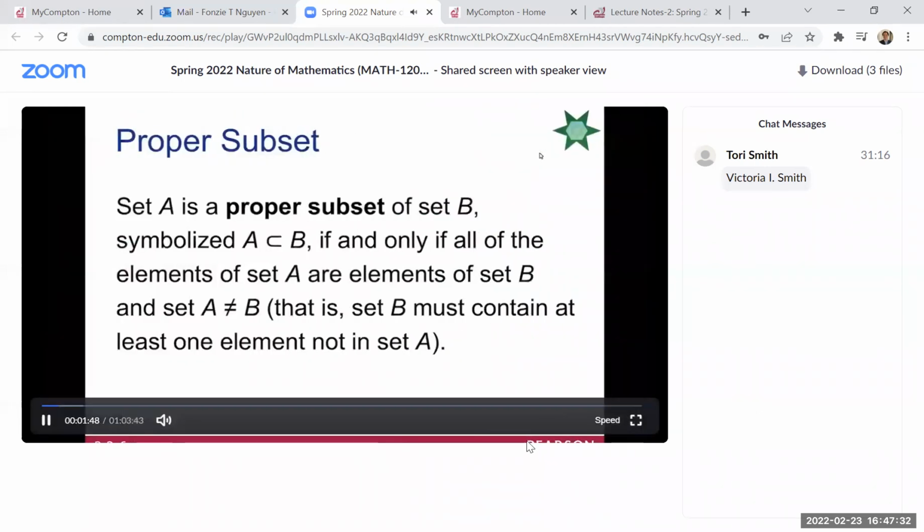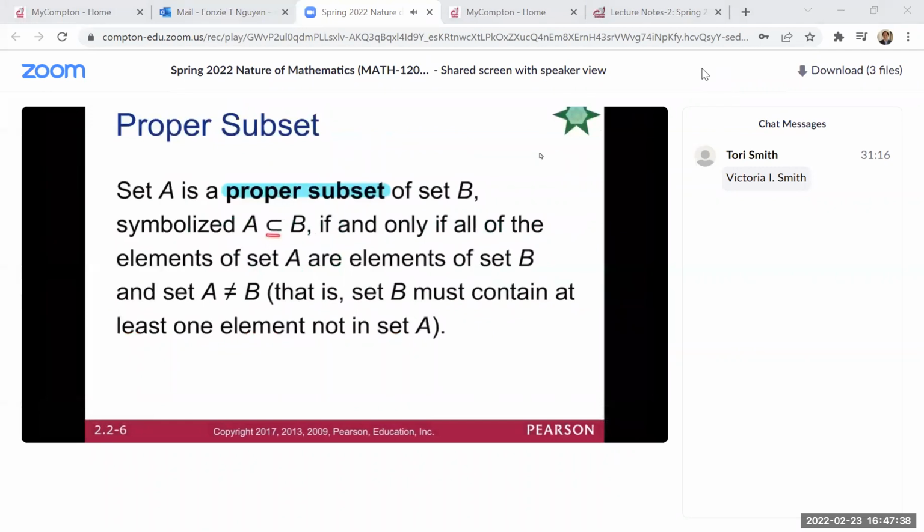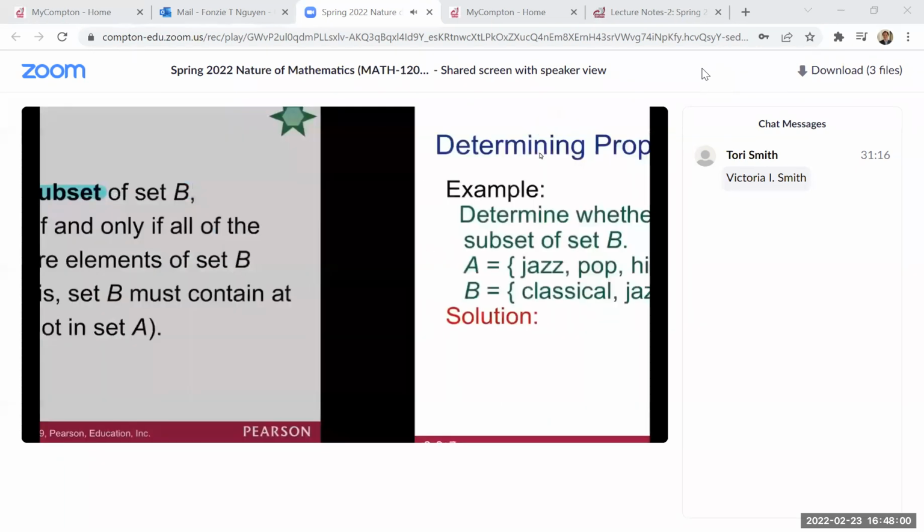All right. Now there's another definition. This is called a proper subset. The only difference is that it doesn't have the little equal sign on the bottom. So for it to be a proper subset, it can't be equal. It still says the same thing, if and only if all the elements of set A are elements of set B, but A cannot be equal to B. So that's the only difference. All right, so let's look at an example.